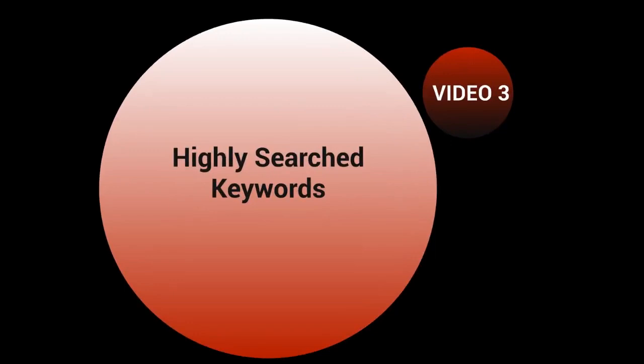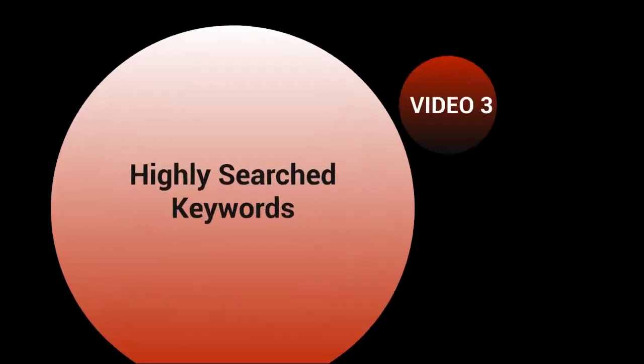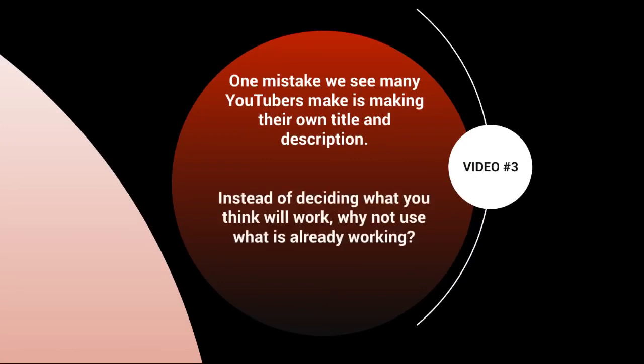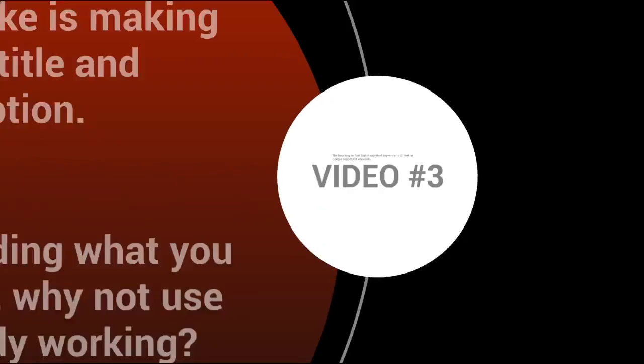Let's talk about highly searched keyword terms and how you can figure out what your main keyword is going to be, what your sub keywords are going to be. One mistake that we see many YouTubers make is simply making up their own title and description. I mean, it's natural, right? But instead of deciding what you think will work, why not use what is already working and do some simple keyword research that's not going to take a lot of time, and this way you'll have the right information that will help you rank on the right keywords.